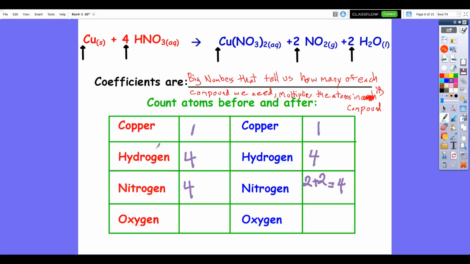Now my oxygens. I have a subscript of 3 here in my nitric acid times 4 nitric acid, so I have a total of 12 oxygens.